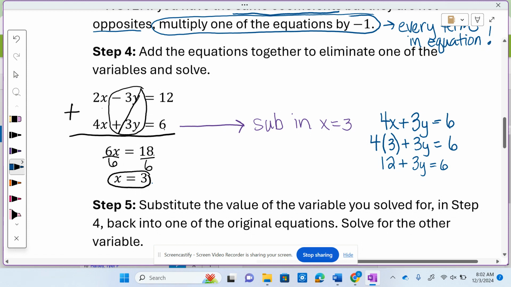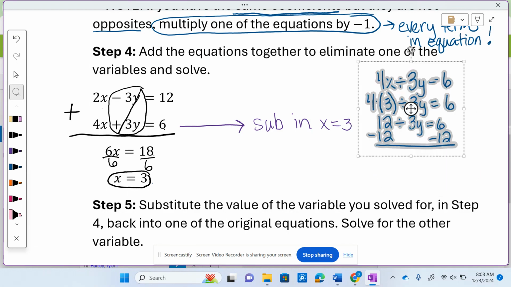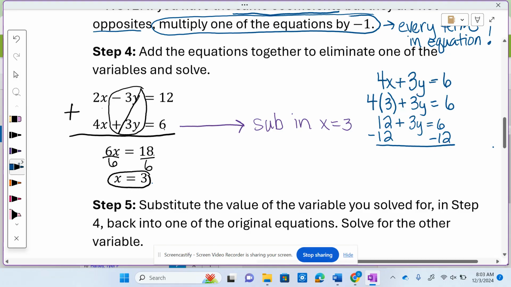What do you want to do next? Yeah, we're going to subtract 12 from both sides. Slide all this up if I can. So when I subtract 12 from both sides, I get 3y equals -6. Divide both sides by 3. Y equals -2. Am I all finished?